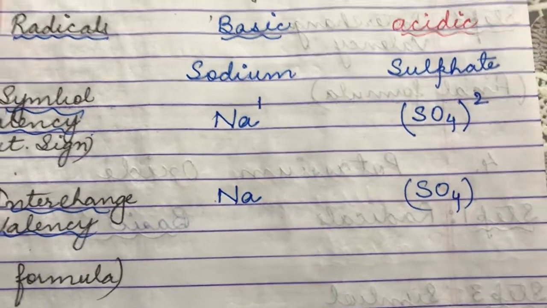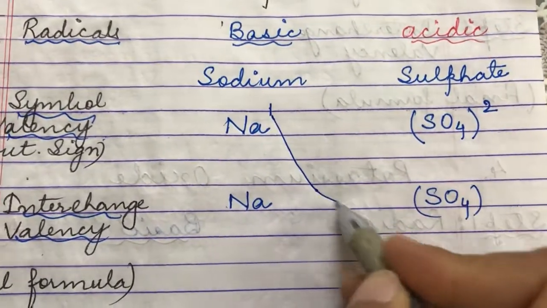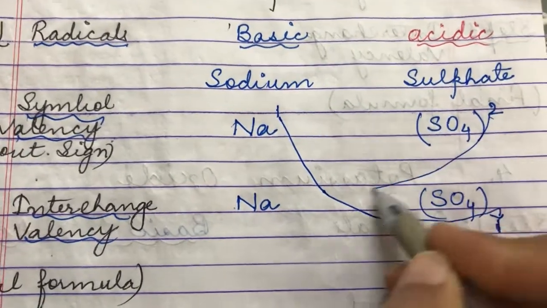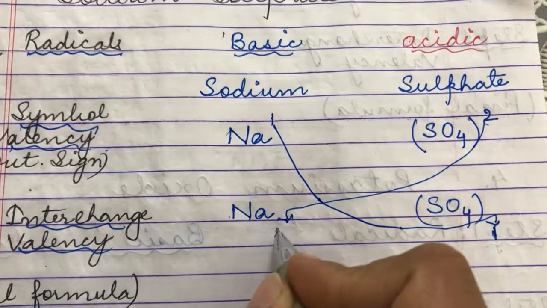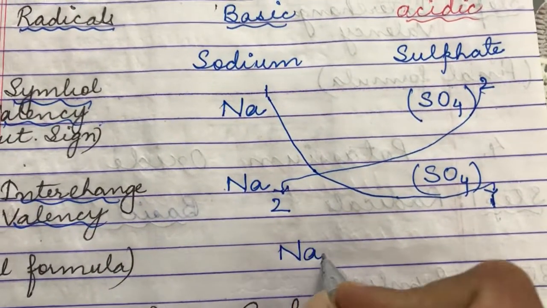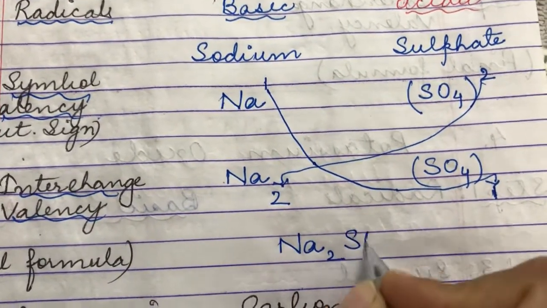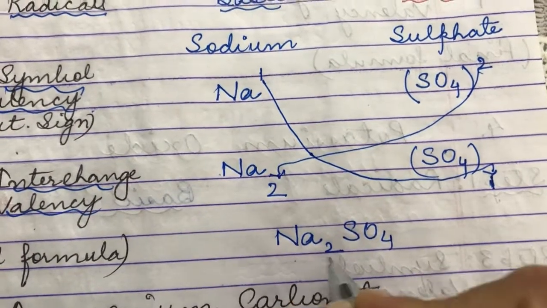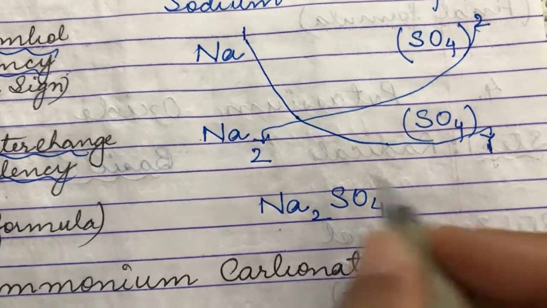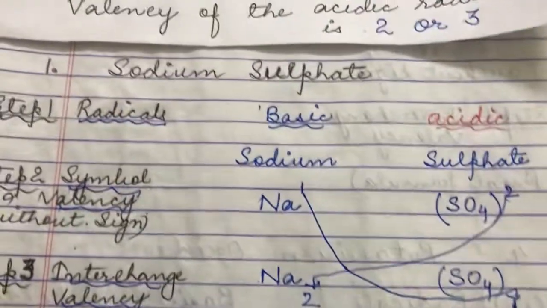And now we need to show the interchange. So this 1 comes down here in the subscript of SO4 and this 2 comes down here in the subscript of Na. So the formula finally becomes Na2SO4. Here N is capital, A is small, 2 is in the subscript, S capital, O capital and 4 in the subscript. This is how we get the final formula for sodium sulfate.